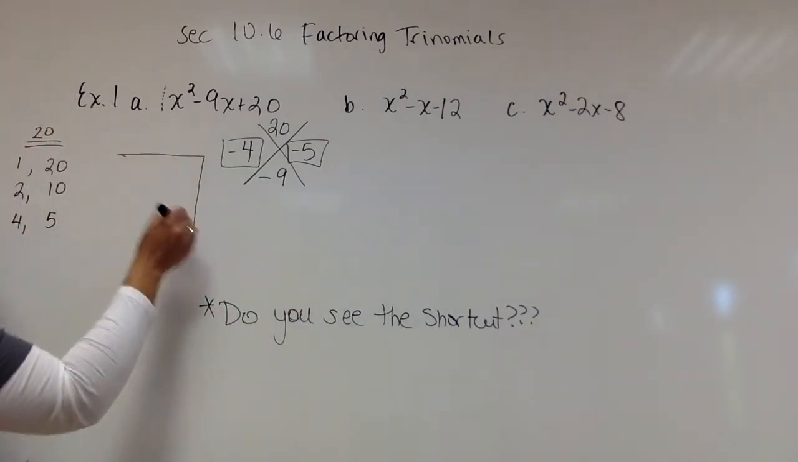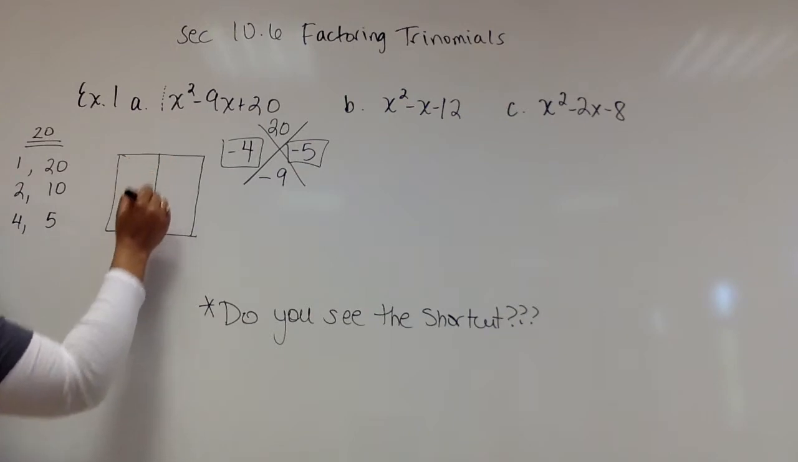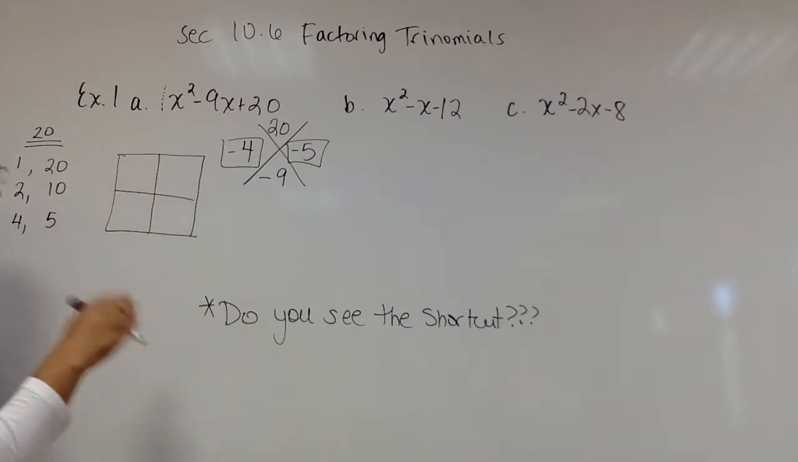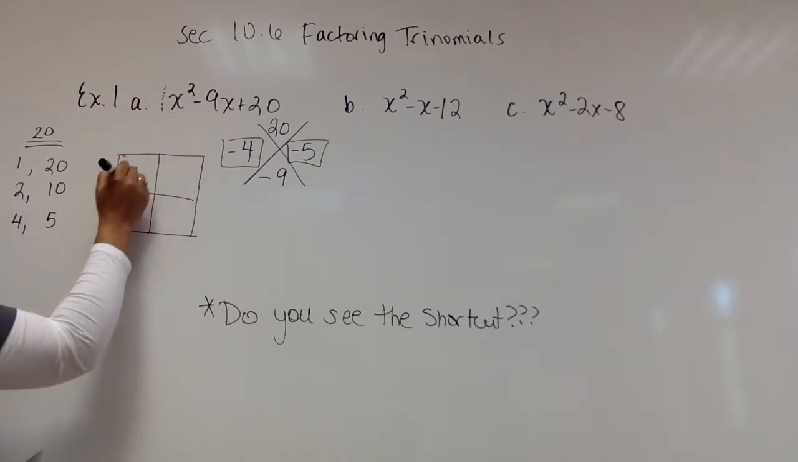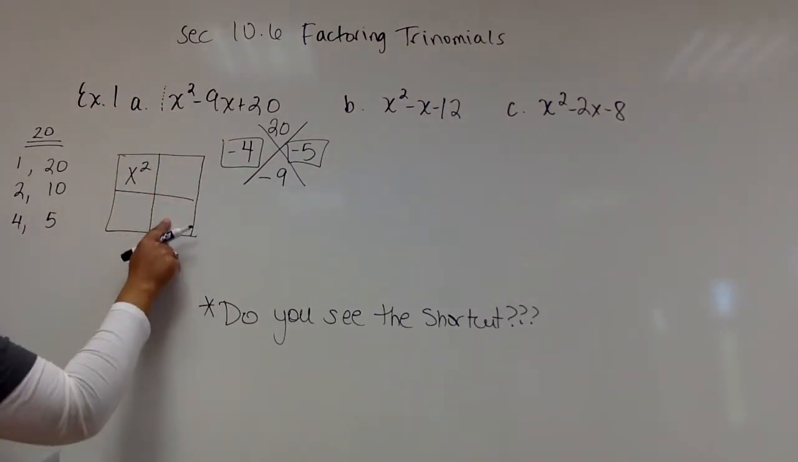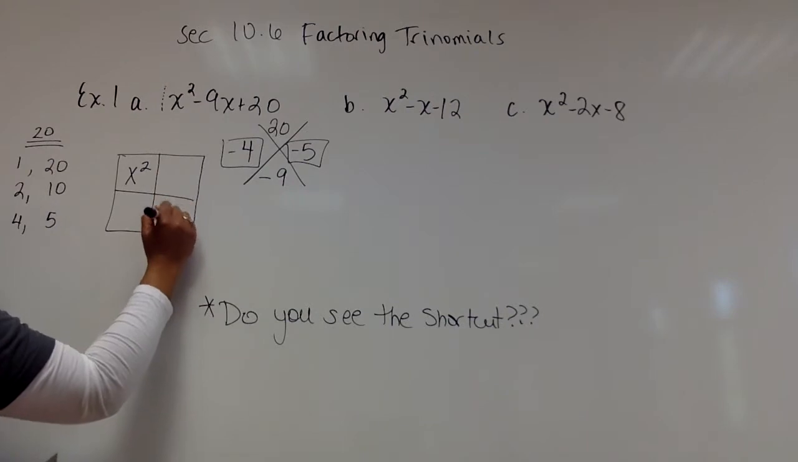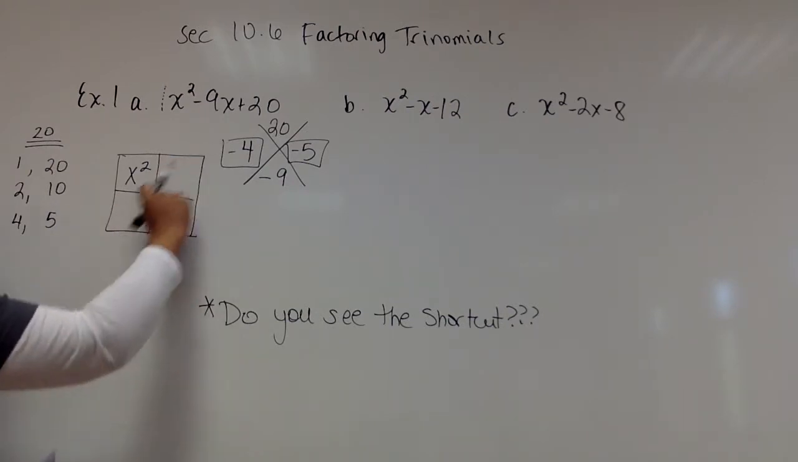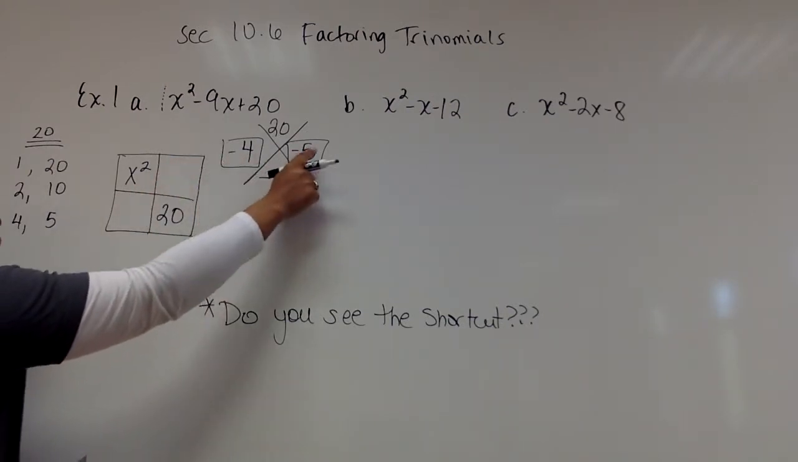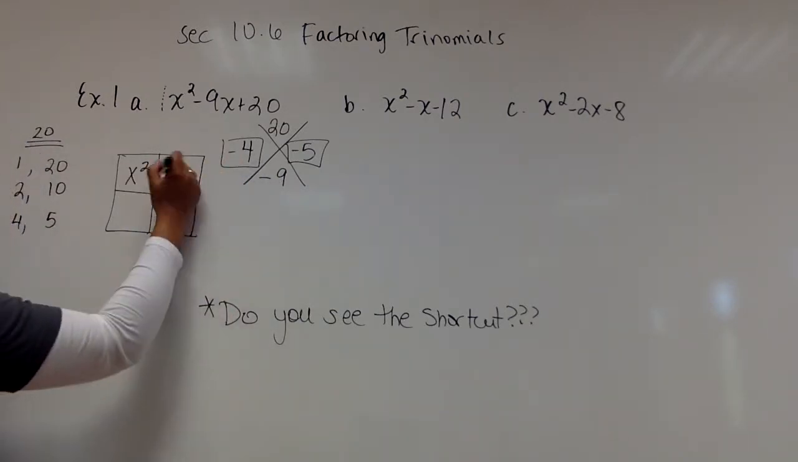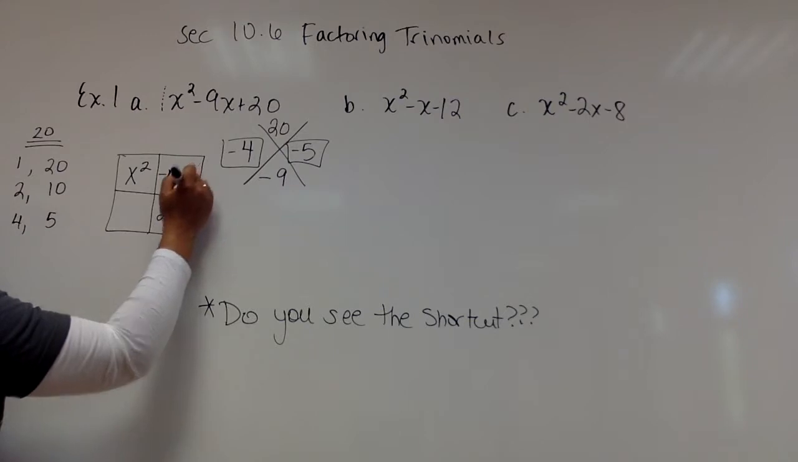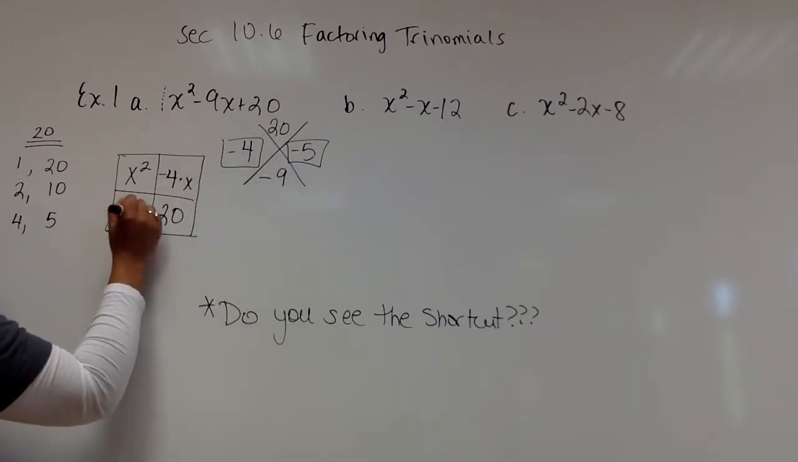Draw you a 2x2. And you got to remember where everything goes. The first top corner gets the first term. Bottom corner gets the last term. Your diagonal gets whatever numbers you chose times X. And it doesn't matter where they go. So that's -4 times X and -5 times X.